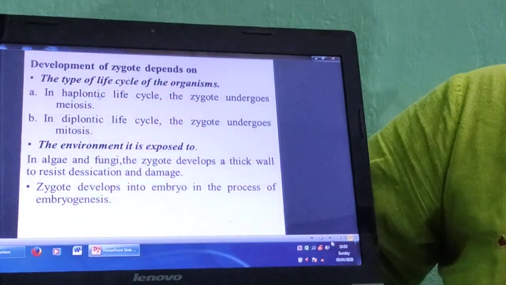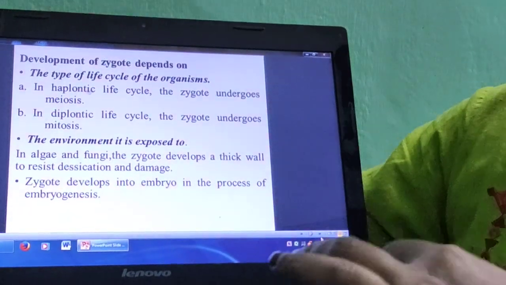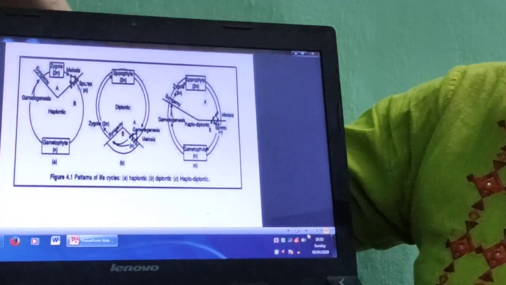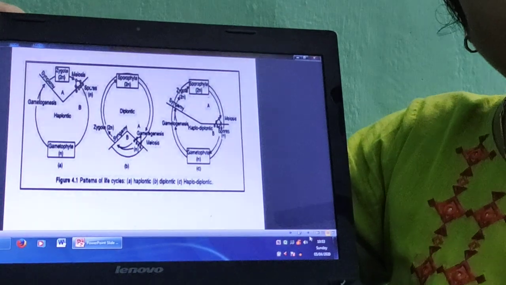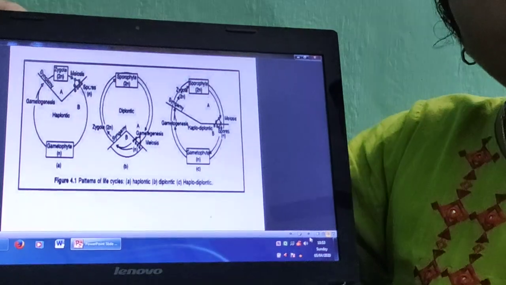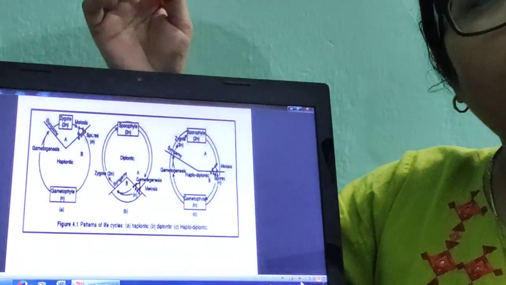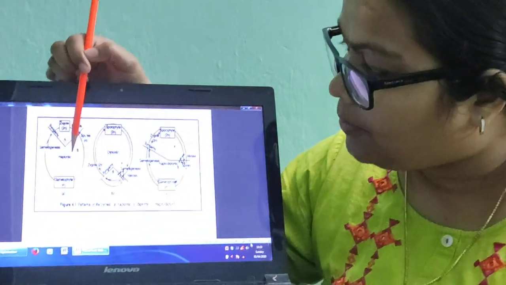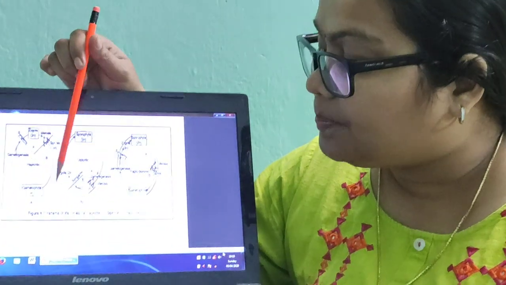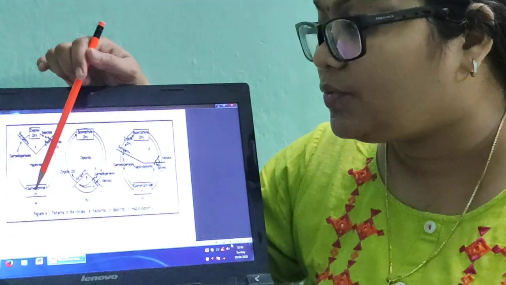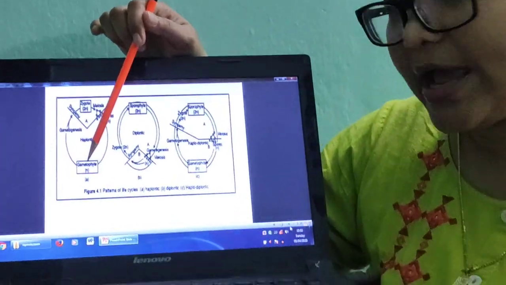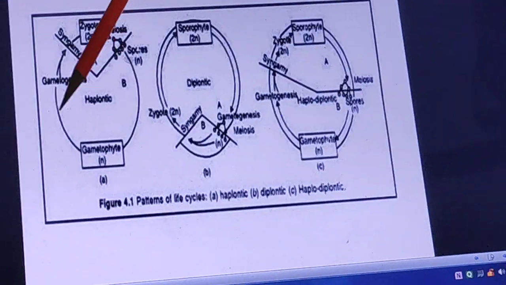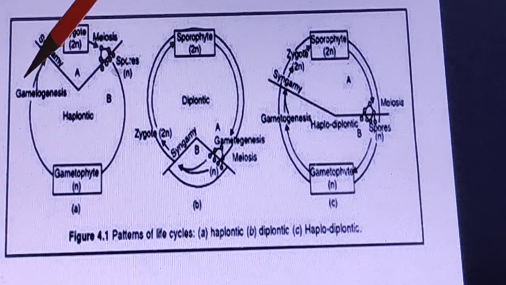You know, the life cycles are of three different types: haplontic life cycle, diplontic life cycle, and haplodiplontic life cycle. Let us have a quick recapitulation. This portion we have covered in 11th standard. Right? So here you see, in the haplontic life cycle, the parent body is always haploid, known as gametophyte. As the parent body is haploid, this undergoes gametogenesis by mitosis.